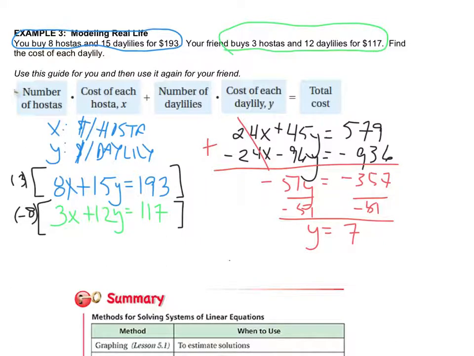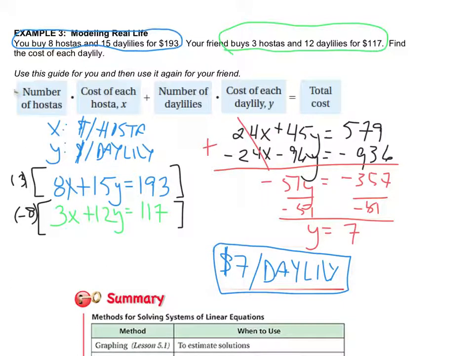The cost of the daylily is $7, and nowhere does it say that I need to know the cost of the hostas, so I've answered the question, and there it is right there. Now, if they had asked for the cost of the hostas, well, a little more work, obviously. I would take this y equals 7 and plug it back into one of these equations to solve for the x, and then I would find out what the cost of the hostas are. For those that would like to know, that's $11 if you've actually solved it for the hostas separately. So that's how you would do that problem.